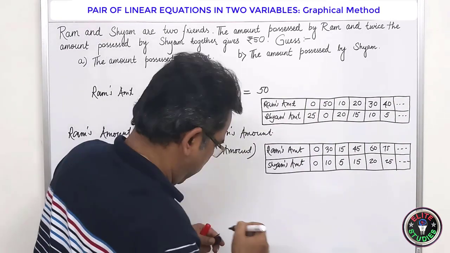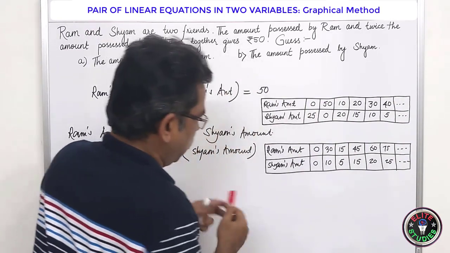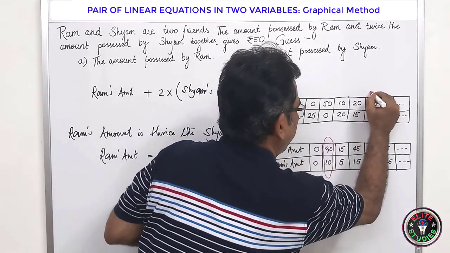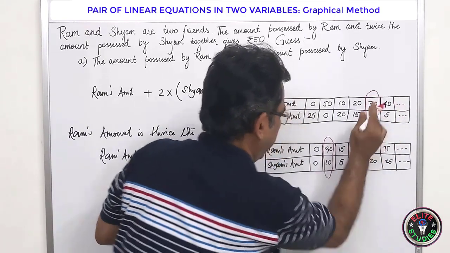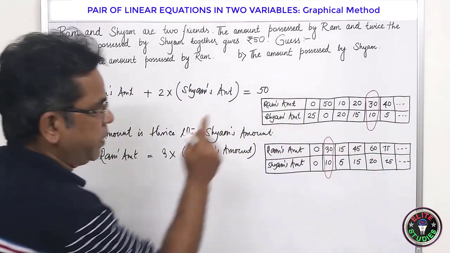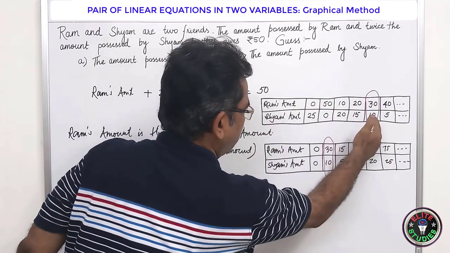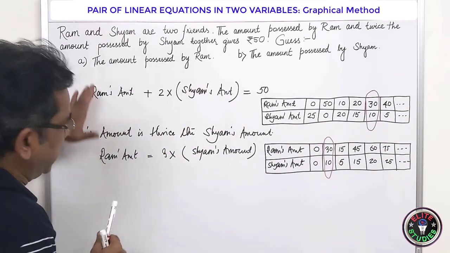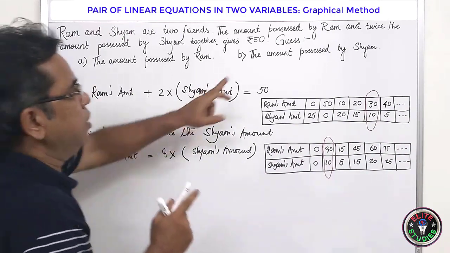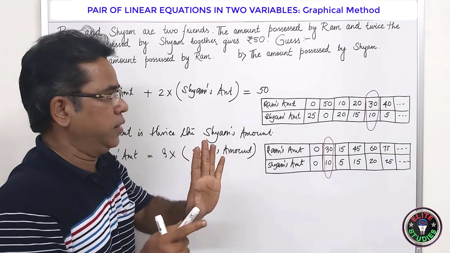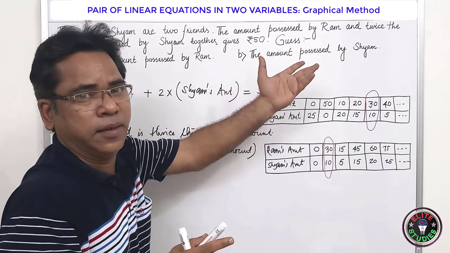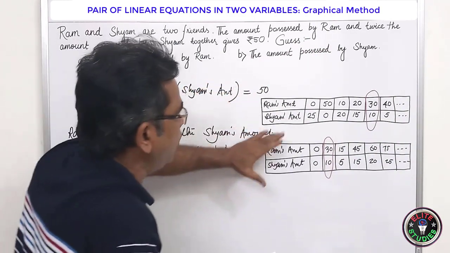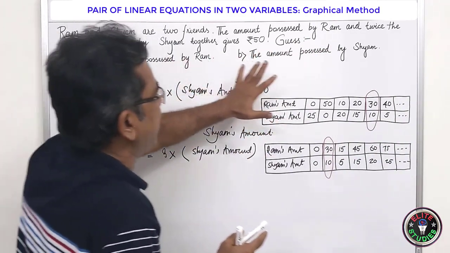So if you see, this particular value is common to both. This means Ram's amount is 30 and Sam's amount is 10, and here in this case Ram's amount is 30 and Sam's amount is 10, satisfying both the conditions. So now our guess is correct. Means now we are not guessing. With the help of mathematics, we have found the exact amount possessed by Ram and the amount possessed by Sam.